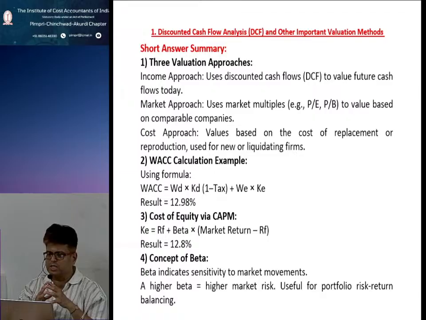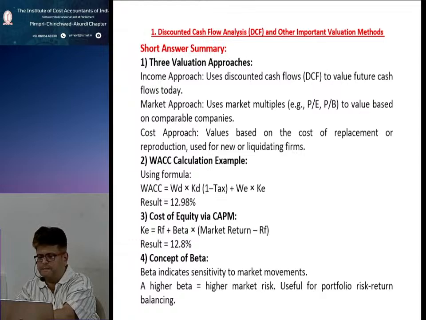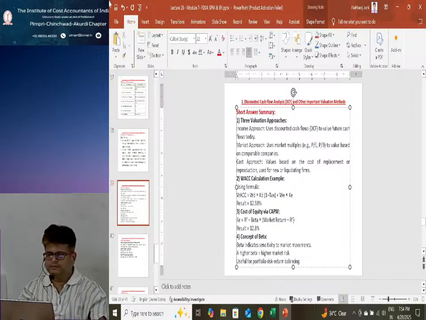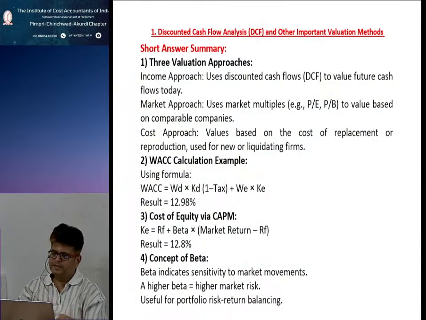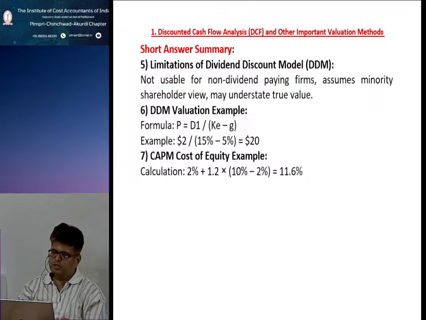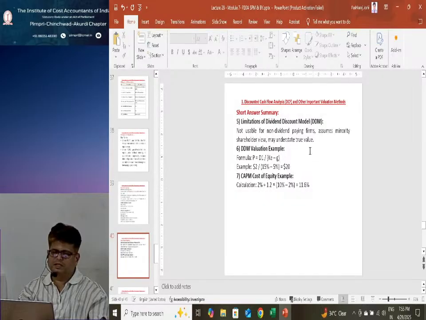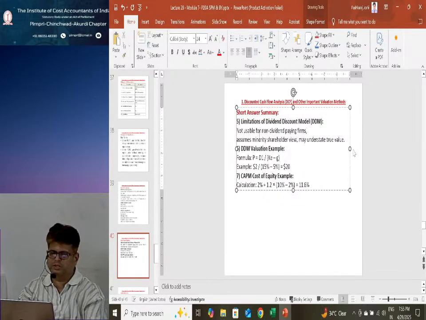The fourth short question and answer deals with the concept of beta. Beta typically indicates sensitivity to market movements. A higher beta reflects higher market risk and is useful for portfolio risk-return balancing. Then the fifth short question and answer talks about limitations of the dividend discount model, that is DDM. This model is typically not usable for non-dividend paying firms, and it assumes a minority shareholder view, which may understate the true value also. So these are the limitations of the DDM model.